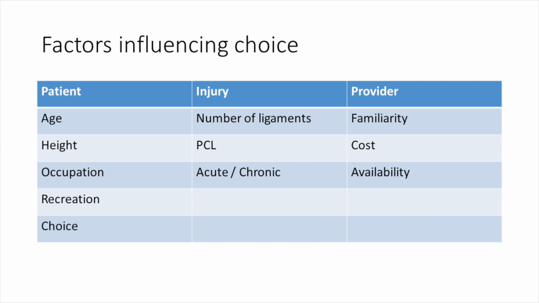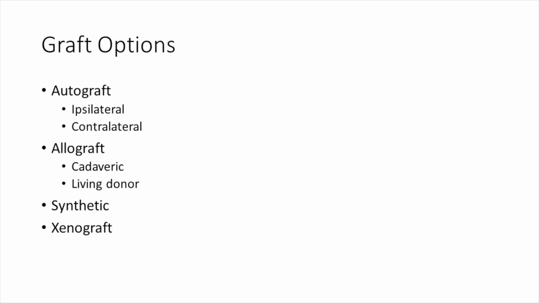You will need to think about yourself as well. If you've got to do 4 ligaments in 2 hours, you need to be familiar with the ligament you're choosing. It needs to be cost effective, and it needs to be available. So what's out there? Autograft, from the injured knee, the other knee. Allograft, either from cadaveric sources or sometimes from living donors. Synthetic grafts, and on the horizon, but not quite here yet, Xenograft.